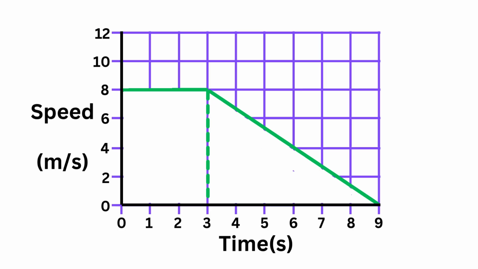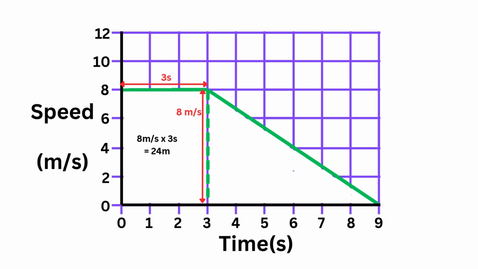This is the same speed time graph as the previous slide, but now it has numbers, so we're going to calculate both the thinking distance and the braking distance. First of all, we will calculate the thinking distance, and this has got 8 meters per second and 3 seconds. It's a rectangle, so it's 8 times 3, which is 24 meters.